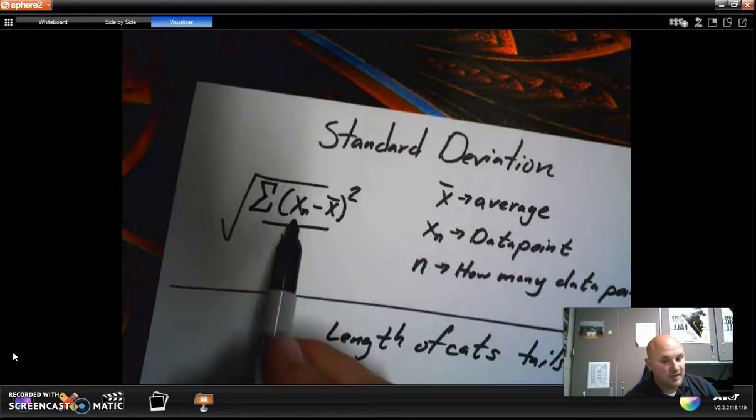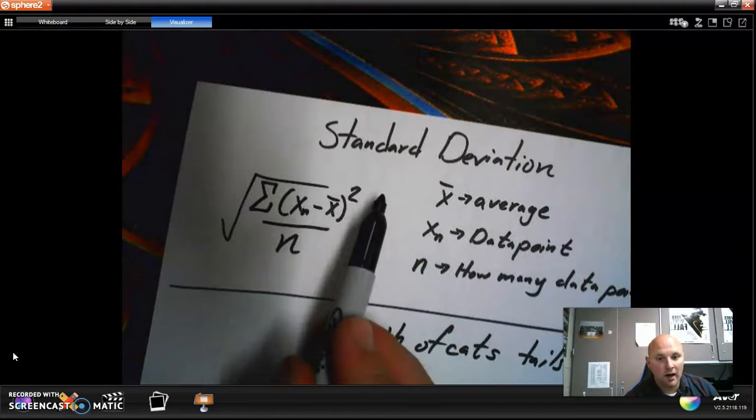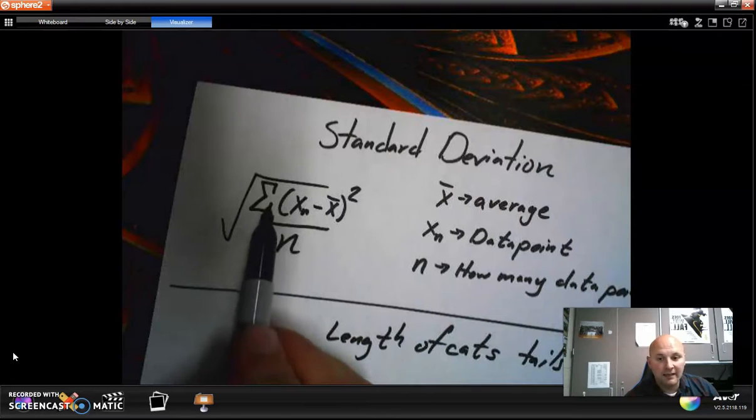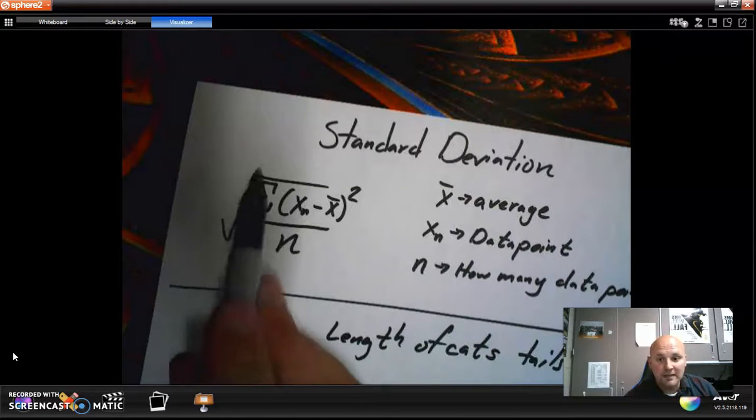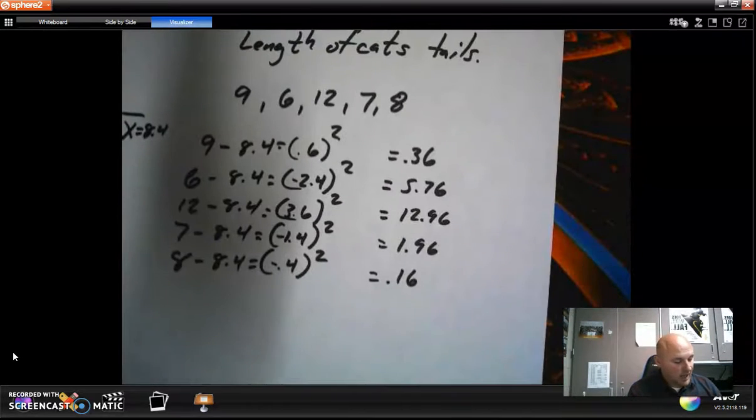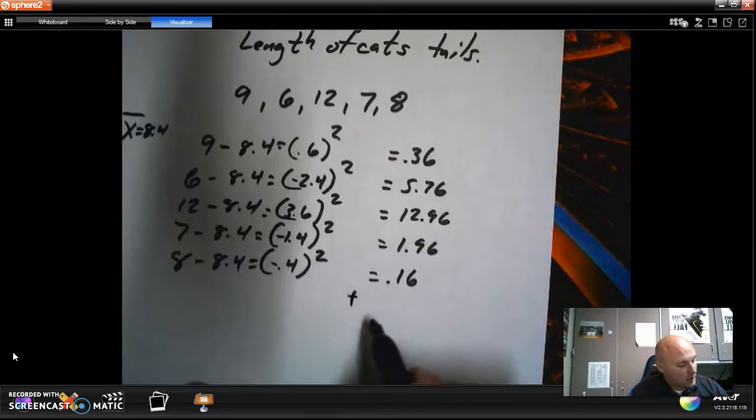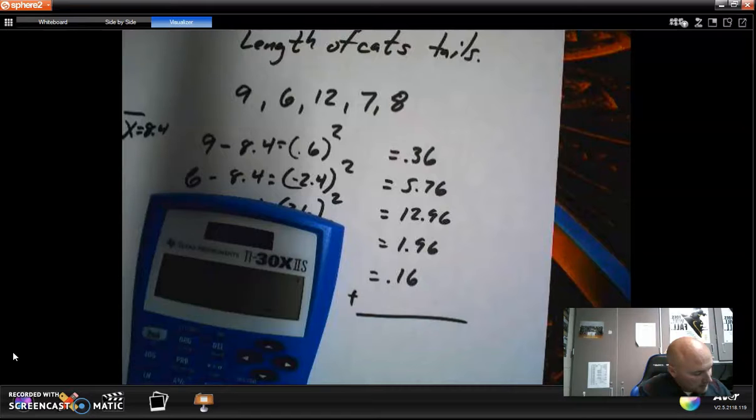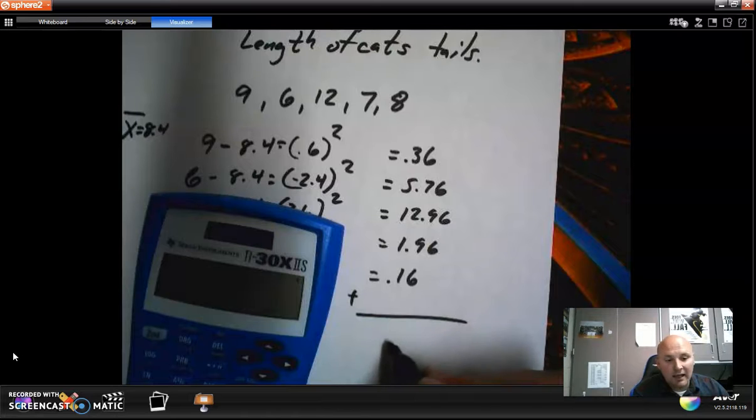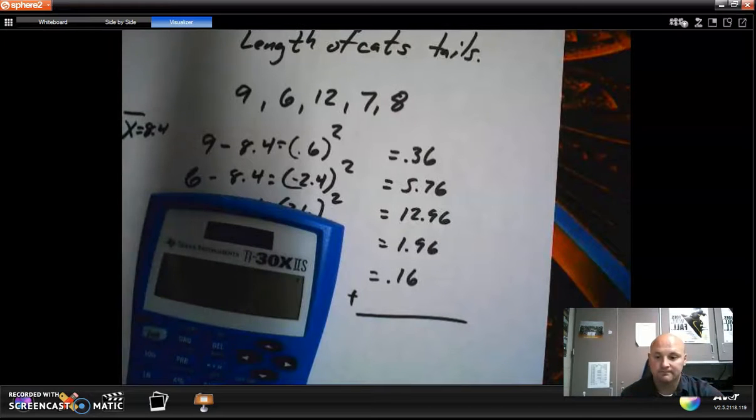So I've done this. I've taken each one, subtracted x bar, and squared it. Now I need to find the sum of them. I need to add them all up and divide by how many there are. I need to find the average of these new numbers and then ultimately take the square root. So I get 3.36 plus 5.76 plus 12.96 and so on and so forth. Add them all up and find their average.